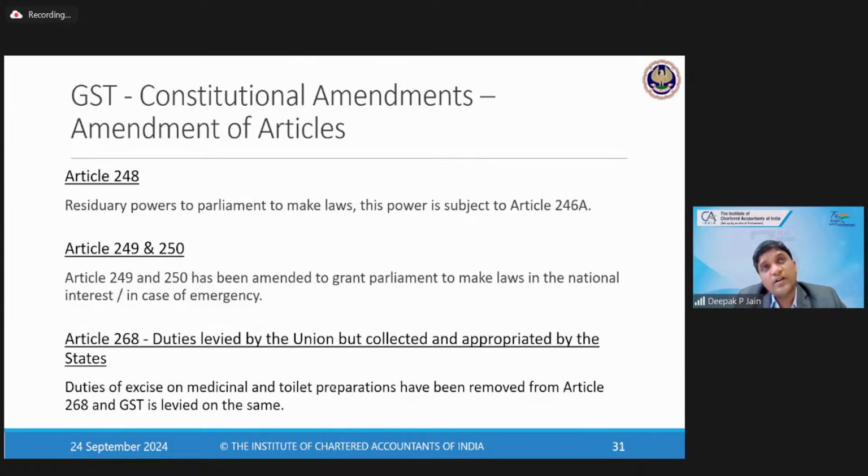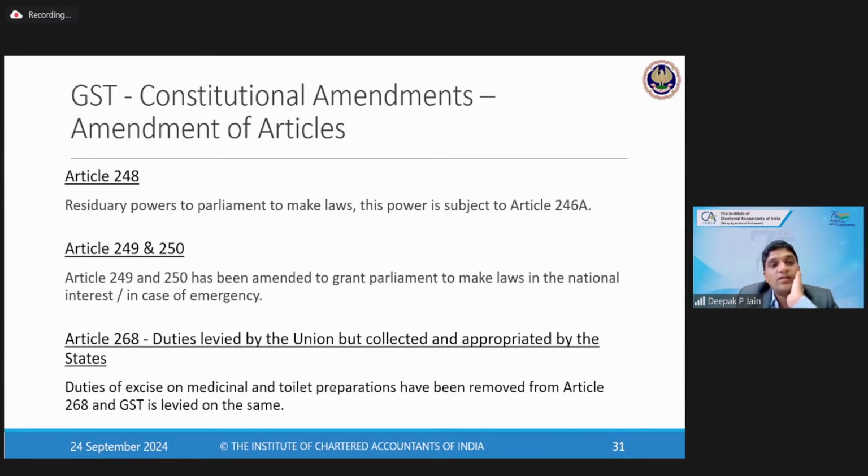Next, we have understood these important articles which I have added. Now we'll understand the articles which are already there, which have been amended to some extent. One is the addition of articles, another is the amendment of articles. All of these amendments happened in the GST 101st Constitution Amendment Act itself.